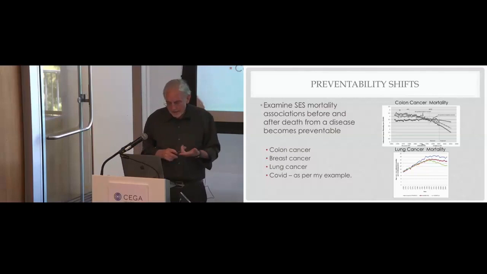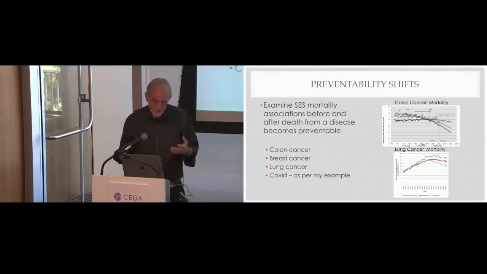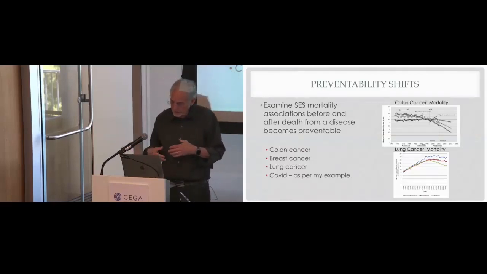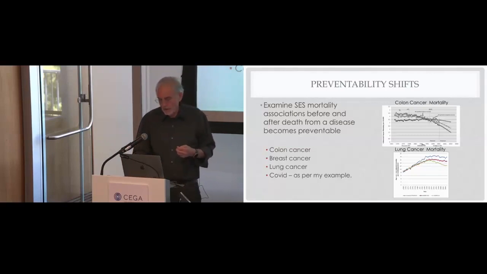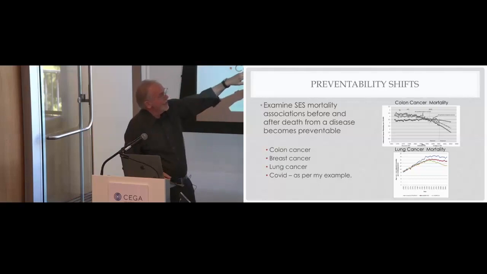Then the second kind of test we do is examine SES mortality association before and after death from a disease becomes preventable. So these are some that have gotten more preventable death from them: colon cancer, breast cancer, lung cancer, and COVID, as per my example. And here's a couple of slides showing them.